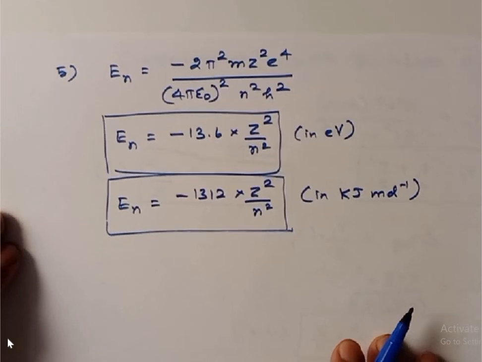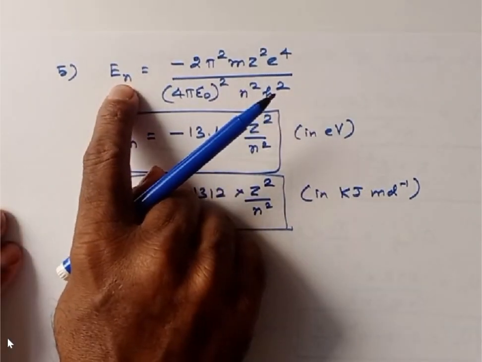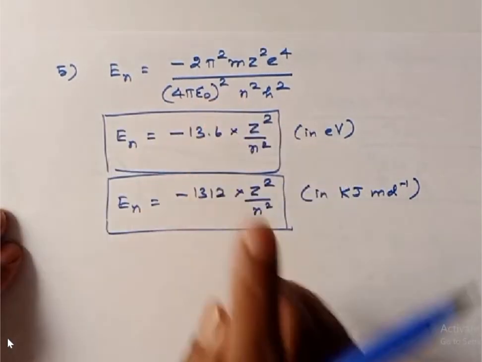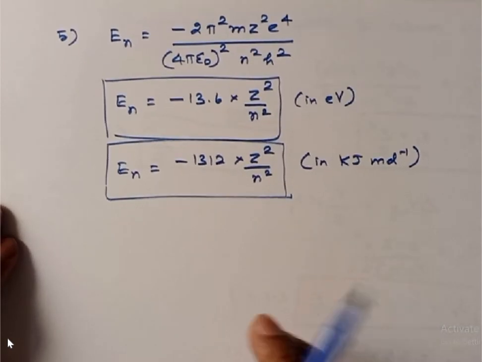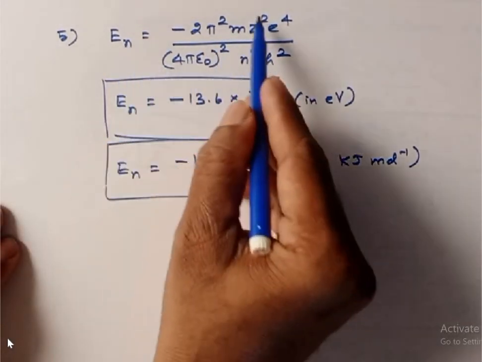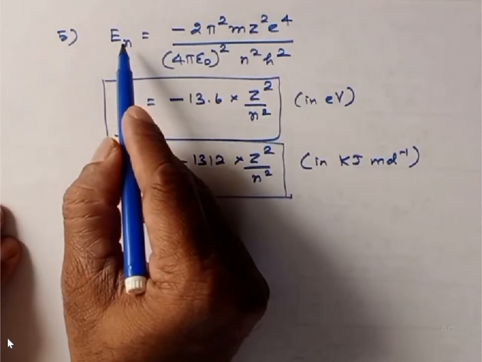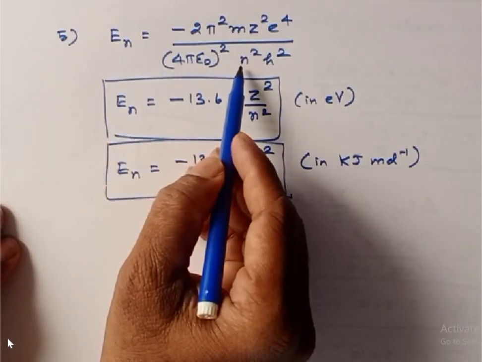Now, if I plot energy versus N, how will the plot look? It is something similar because the remaining things are constant. So En is inversely proportional to N square.